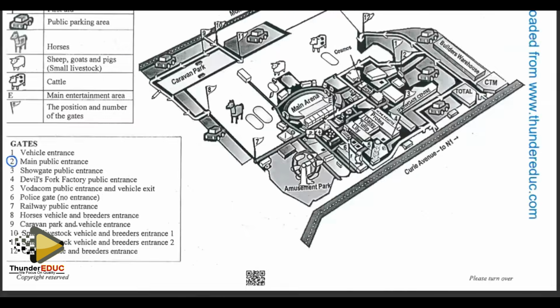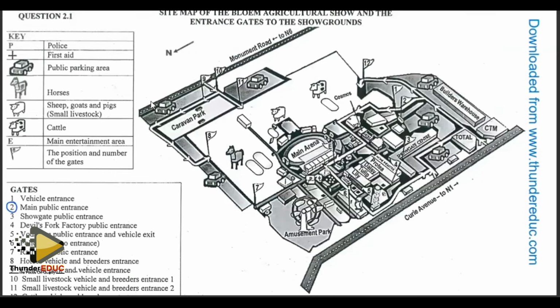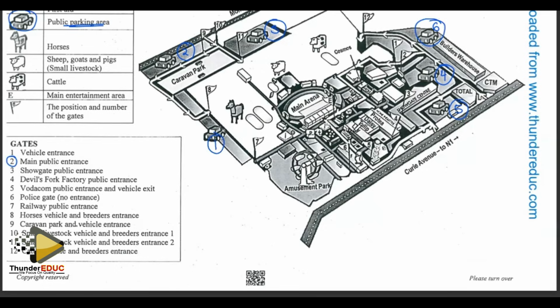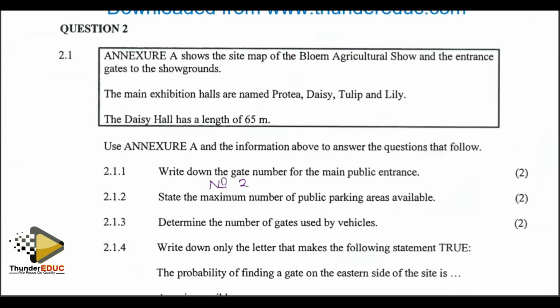We go back and you see public parking areas available. These are the ones. So wherever there's this car, you count. We have 1, 2, 3, any other? We have 4, 5, and here we have 6. So there are 6.